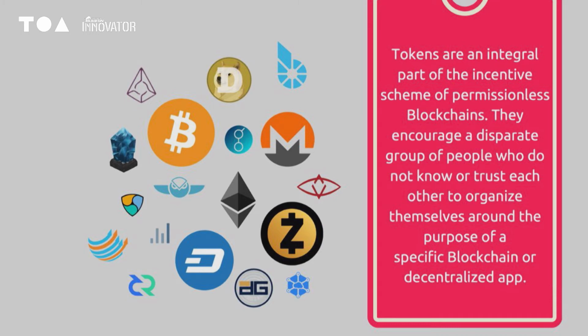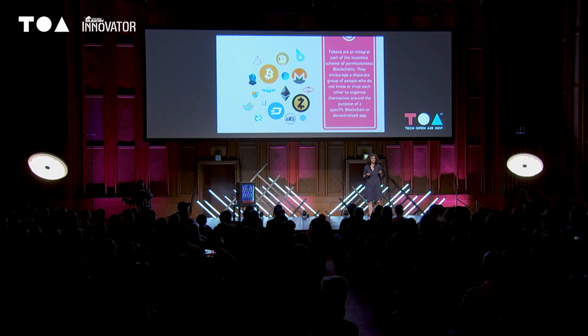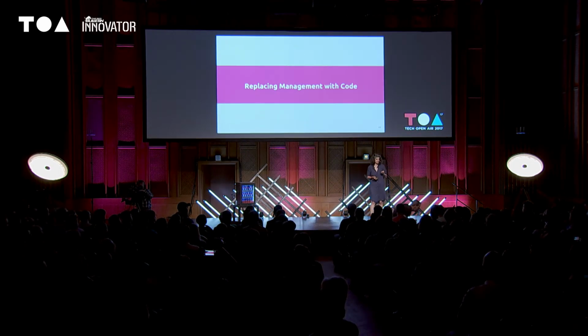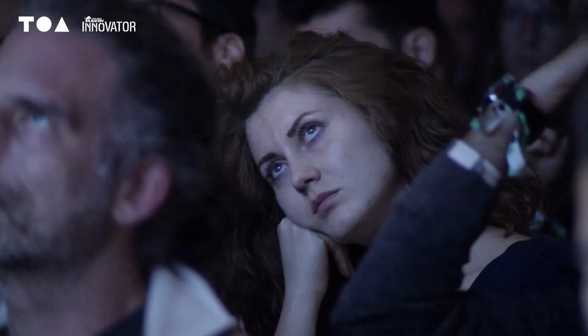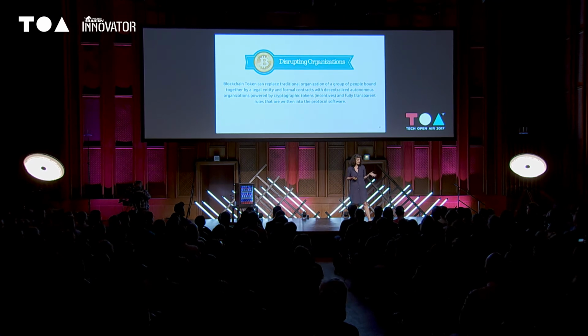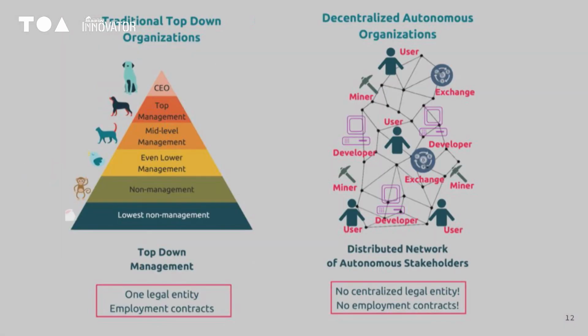Let's skip forward. So basically, tokens are a very important part of the incentive scheme of how distributed networks work. How do we align the interests of people who do not know and do not trust each other? We do that around economic incentivization, because this is the least common denominator. We replace management with code. And with that, and Bitcoin is the oldest use case for that, we can disrupt organizations.